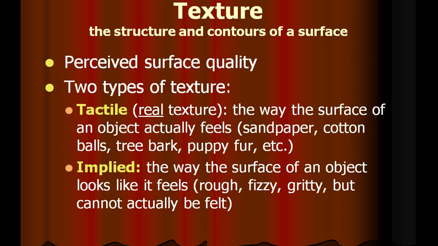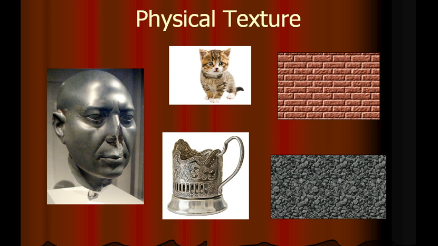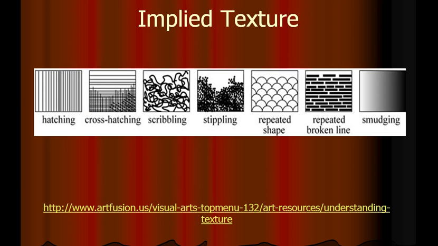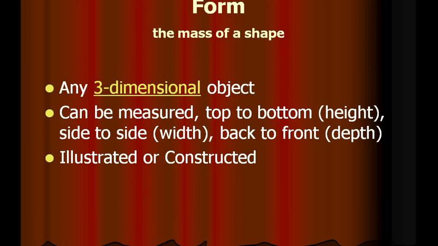Texture refers to the structure and contours of a surface. It's the perceived surface quality. There are 2 types of texture: tactile, which is real texture, the way the surface of an object actually feels, like sandpaper or cotton balls, tree bark, or puppy fur; or the implied texture, the way the surface of an object looks like it feels, rough, fuzzy, gritty, but cannot actually be felt. Here are examples of physical texture, and here are examples of implied texture.